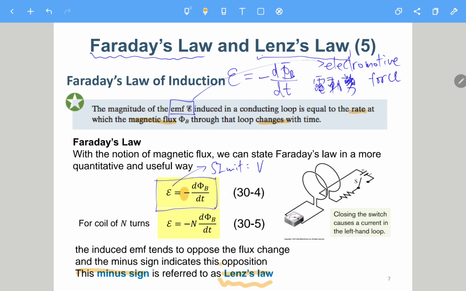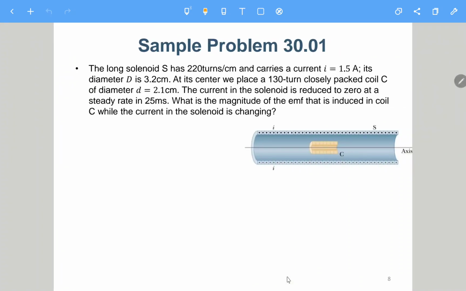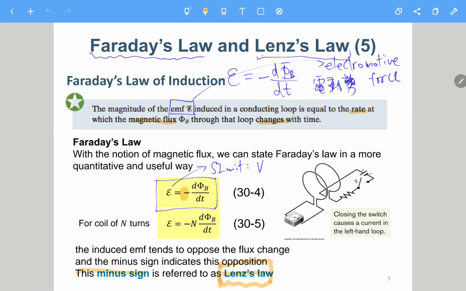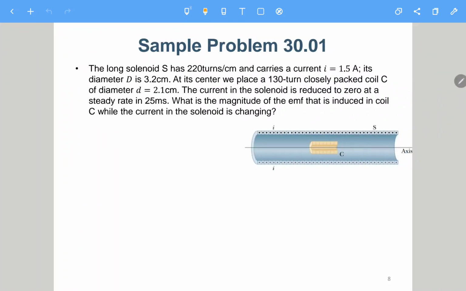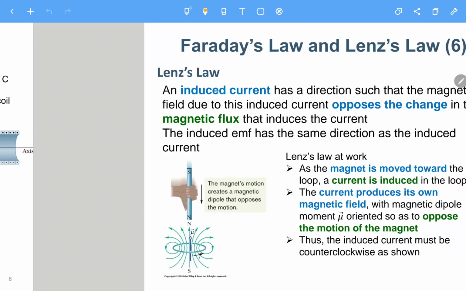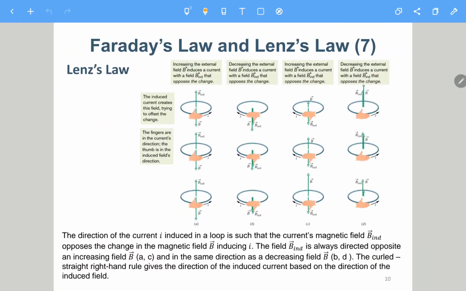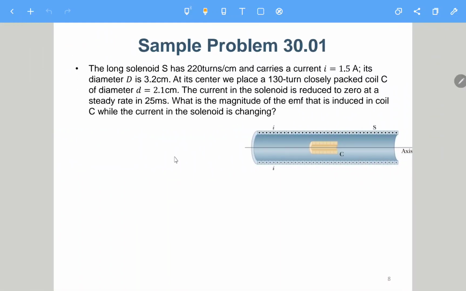But let's see why it is worth mentioning as the Lenz law. Later, maybe we just do this sample problem first. So here we talk about the Lenz law. Here is a sample problem.